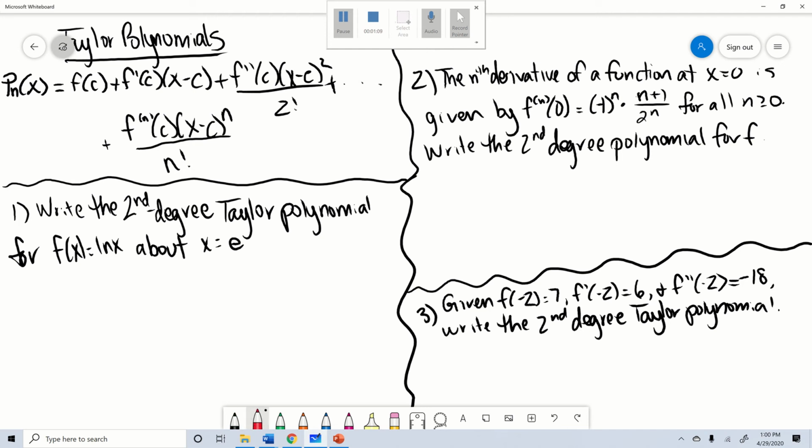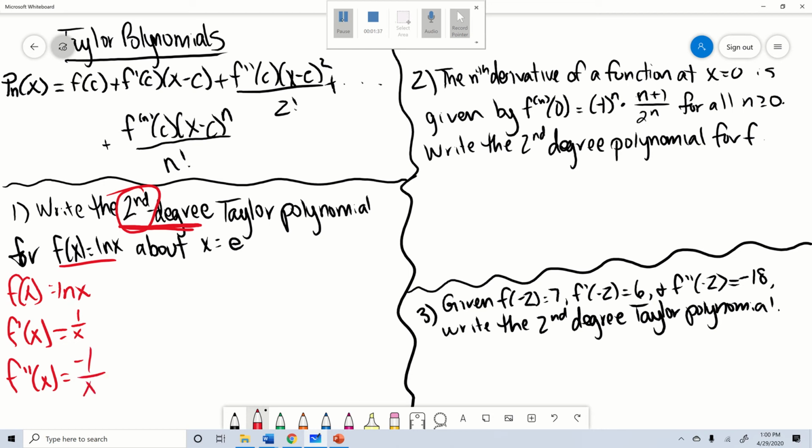So let's look through different types of problems you could see with this. So we want to write the second degree Taylor polynomial. Whatever degree it tells you to do, that's how many derivatives you're going to need to take. So second degree means you need the function value, the first derivative, and the second derivative. So your function is ln of x. The derivative of ln is 1 over x. The derivative of 1 over x is negative 1 over x squared. Then it tells you we're doing this at x equals e. So that means you're going to take e and plug it into every single one of those.